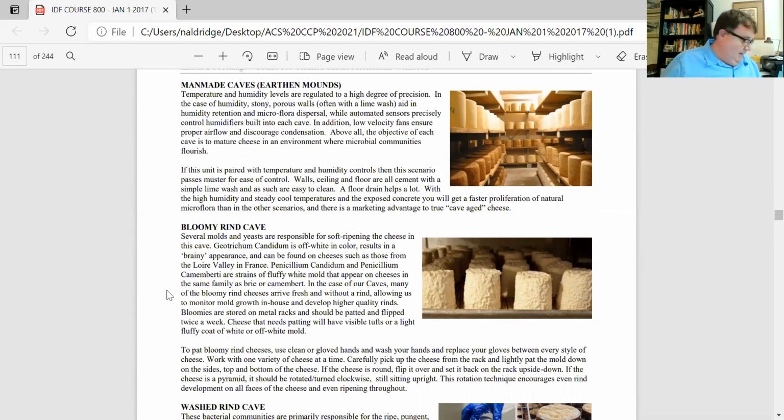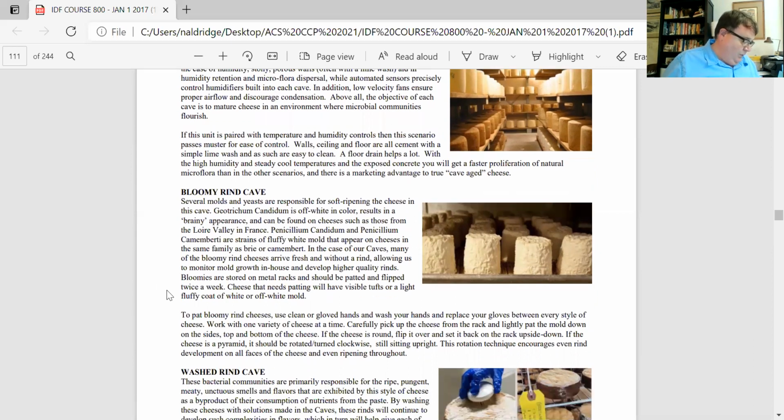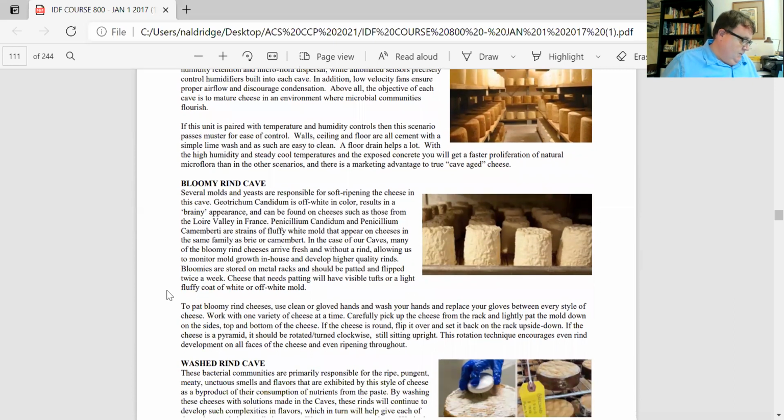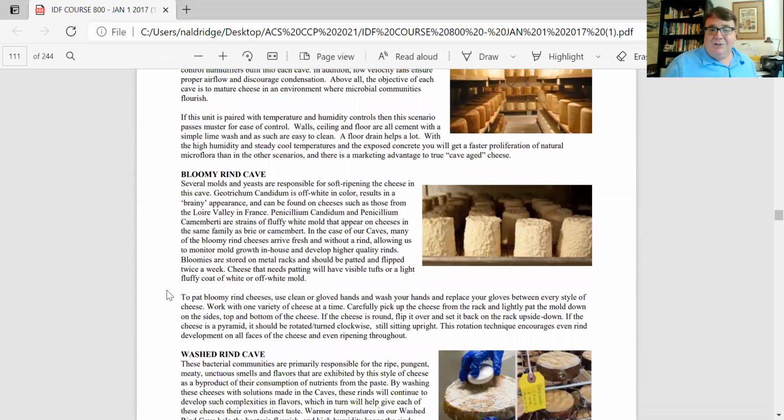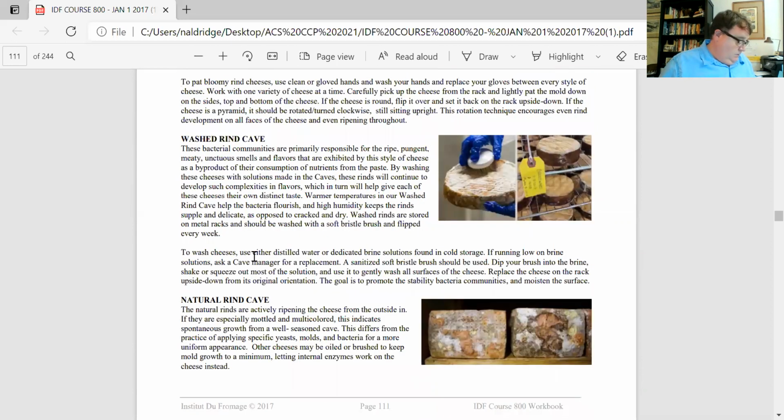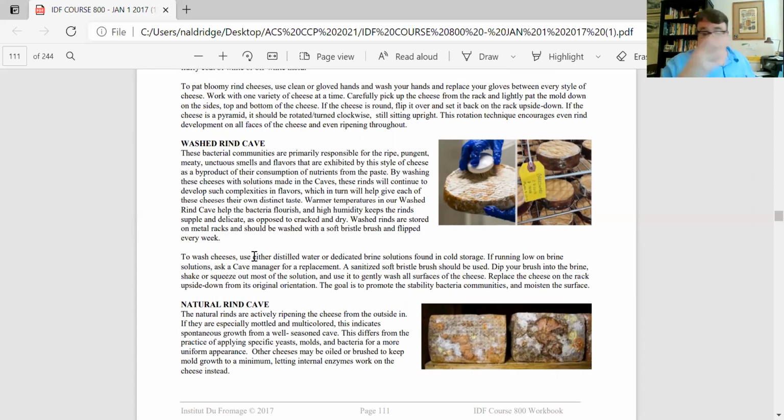Bloomy Rind Cheese Cave, I'll definitely read through it. But again, for the Bloomy Rind, it's more about what is the Bloomy Rind: the Penicillium candidum, the Penicillium camemberti. That's what you're going to get asked about. Wash Rind Cave, again, you'll get asked more about the Bacterium linens. Or you could get asked, should you age them together? And that would be a no, because they would cross-contaminate.